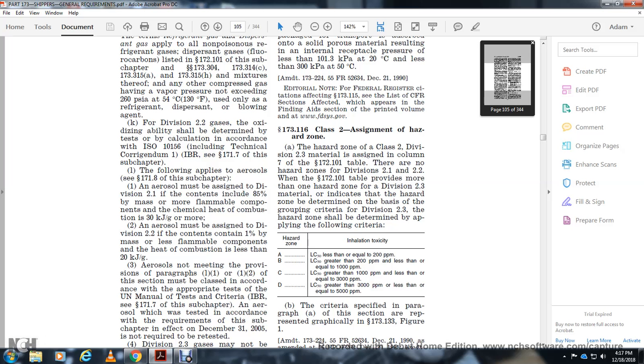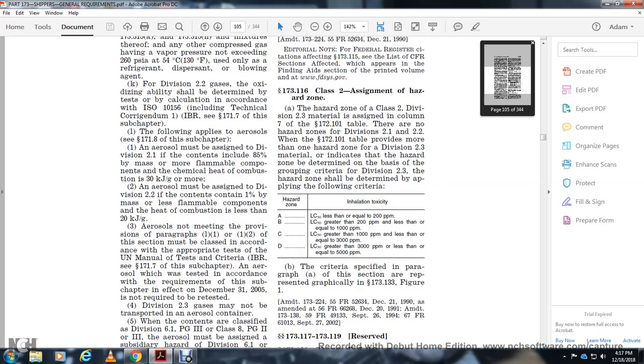IBR 171.7. If the aerosol was tested in accordance with the requirements of the subchapter in effect on December 31st, 2005, it is not required to be retested.